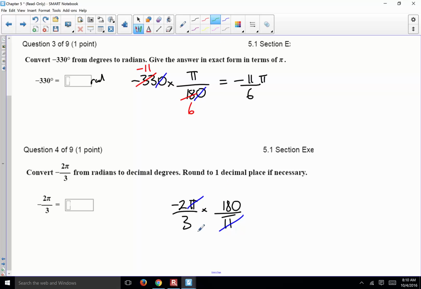Alright, and what else is canceling here? 3 goes into 180 how many times? 60. Alright, and then we have minus 2 left. Minus 2 times 60 is negative 120 degrees.